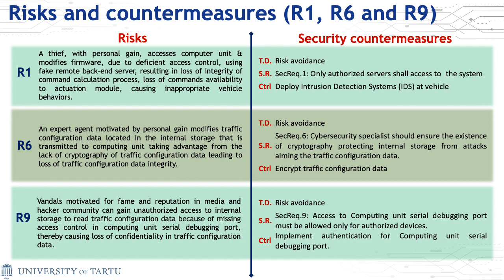For risk 6, exploit vulnerability of the system to change the traffic configuration data causes loss of integrity for traffic configuration data. So we have risk avoidance and a security requirement to ensure the system uses cryptography protecting internal storage, and as a control, encrypt traffic configuration data. Finally, for risk 9, that is missing access controls in computer unit debugging port leads to loss of confidentiality of traffic configuration data. The risk avoidance is the treatment decision, and as a security requirement, the access to computer unit serial debugging port must be allowed only for authorized devices. As a control, implement authentication for computer unit serial debugging port.